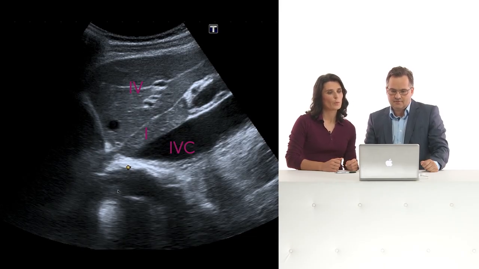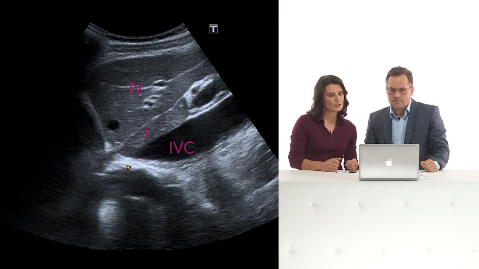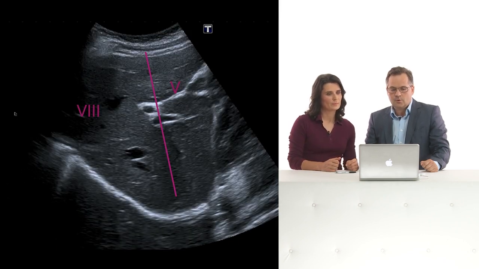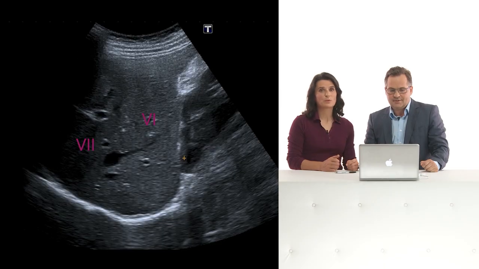So let's get even more to the right side. We'll take a sweep more to the right side of the patient. So now we are concerned with the right liver lobe, and cranial we find liver segment 8 and caudally liver segment 5 over here.